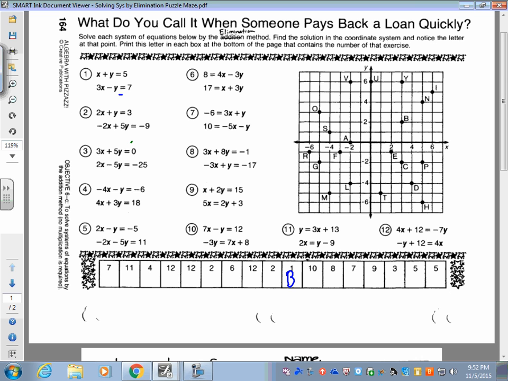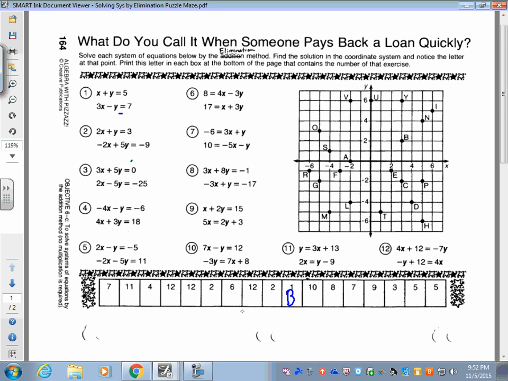Okay guys, we're going to be solving using elimination. Have to have it in standard form, x and y on the left side. I'm going to just go over a couple and make sure you know what you're doing. We look at number one.